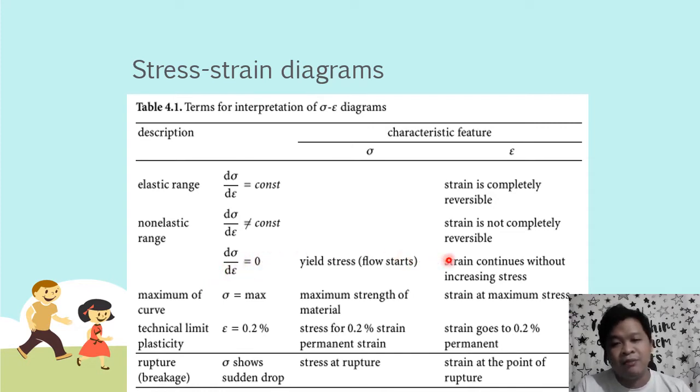Therefore, even without the additional application of stress, the straining continues, no, yung snap na nga na sinasabi natin. The maximum curvature, on the other hand, is where stress is at maximum and refers to the maximum strength of material, and the strain value at that point is the strain at maximum stress. And we also have a technical limit for plasticity, wherein the strain is equal to 0.2%.